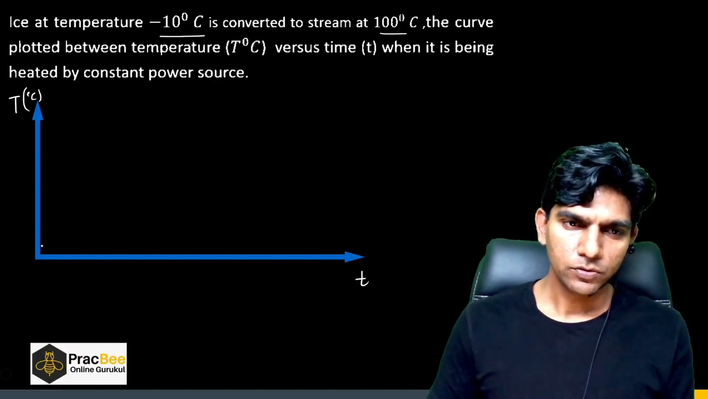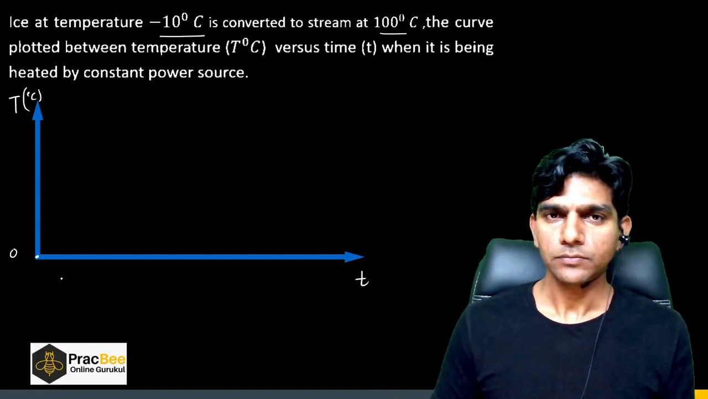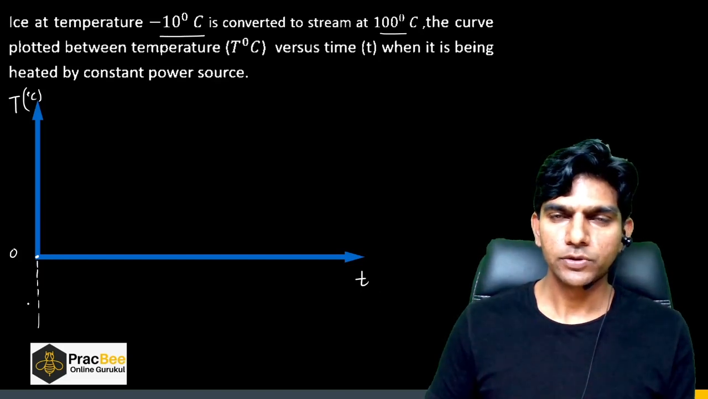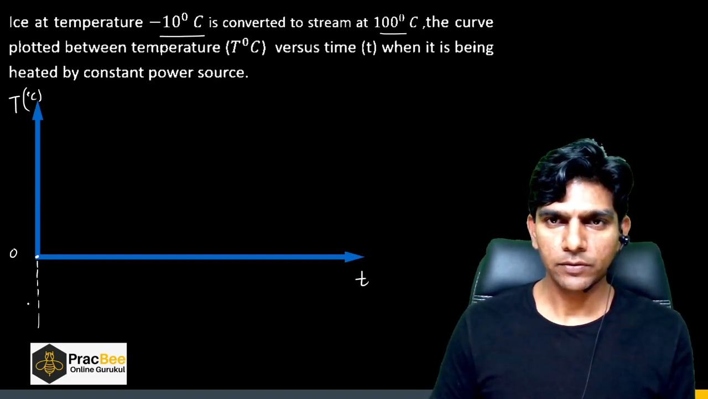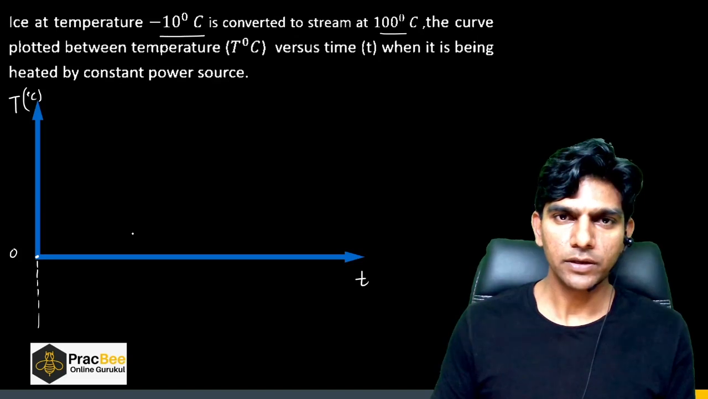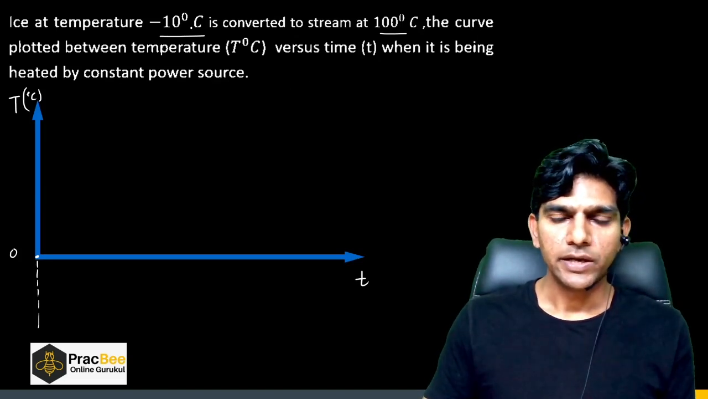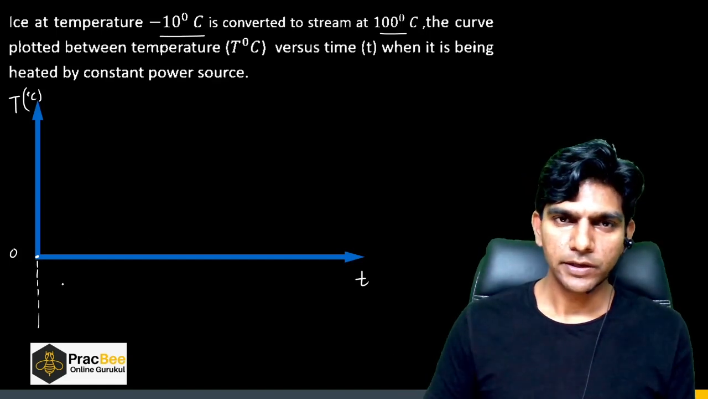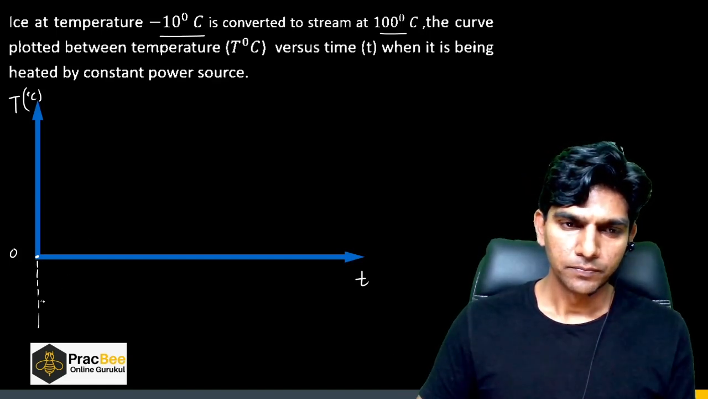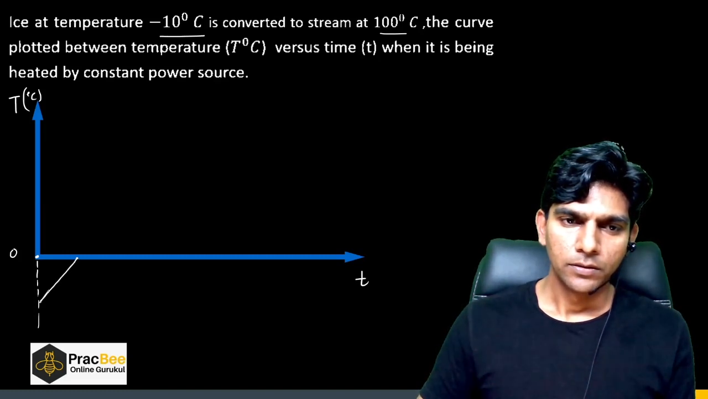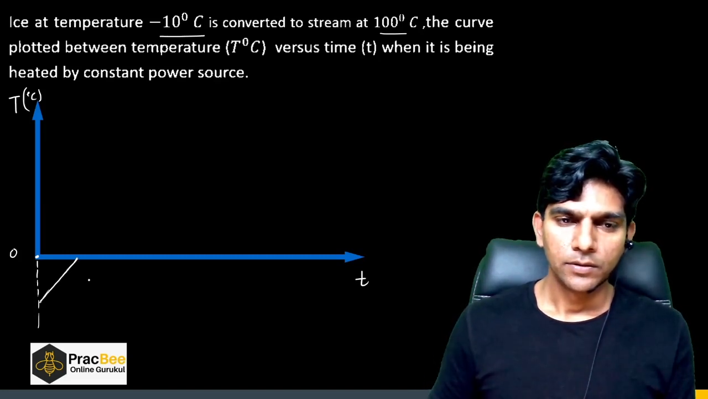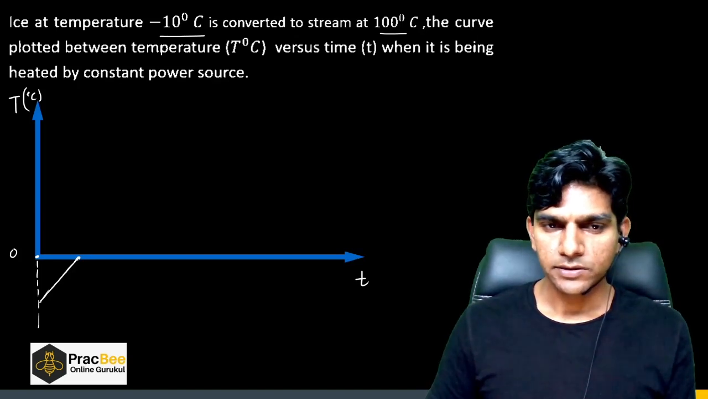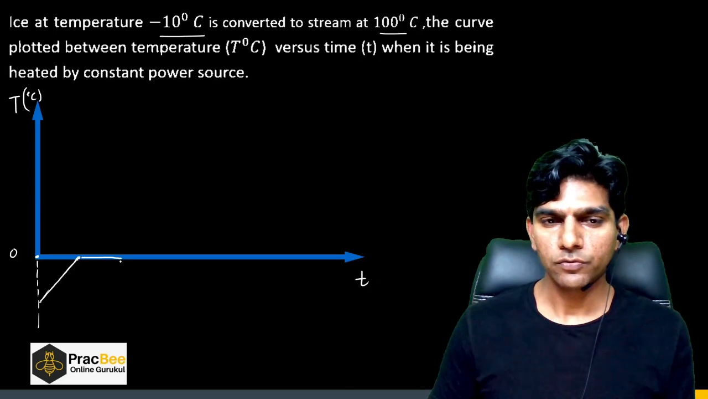So what would happen? So this is 0 degree. So the graph should start... There are 4 graphs given, and we have to find the correct graph. So if the temperature is minus 10 at first, the temperature will increase as we provide the energy. So it will be a linear relation, right? So when it attains 0 degree, then we have to overcome the latent heat of fusion, right?